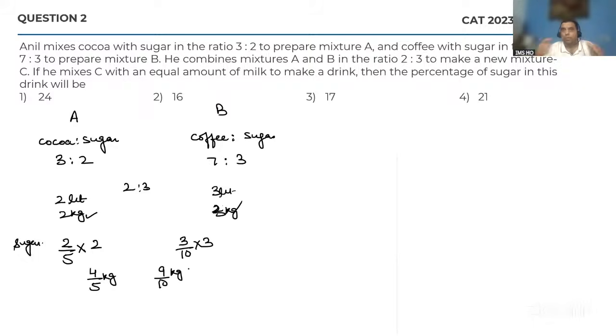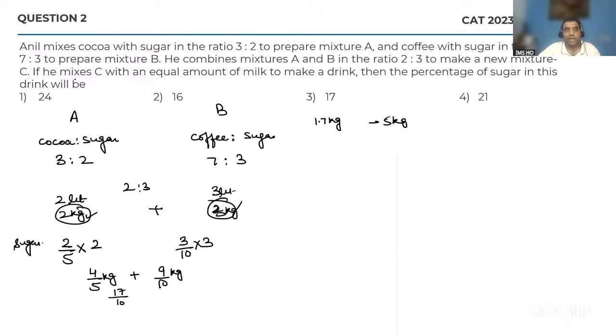Now, the moment I mix them, the total amount of sugar is the summation of these two. Taking the LCM, which is 10, it'll be 8/10 plus 9/10, which is 17/10. So the amount of sugar is 1.7 kg. And the total volume is 2 kg plus 3 kg, which is 5 kg. So out of those 5 kg of mixture, we've got 1.7 kg of sugar. Step by step, I hope it's clear.